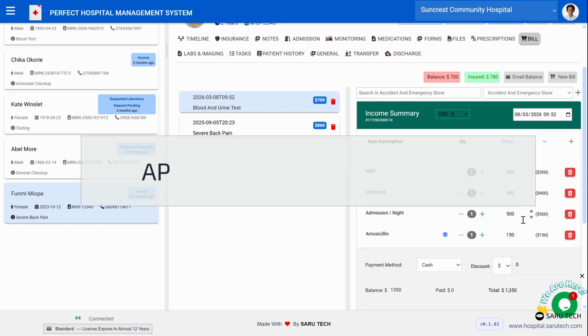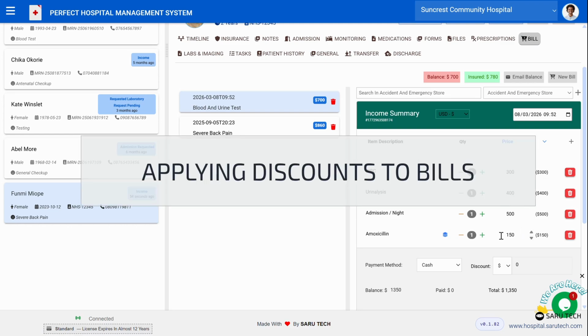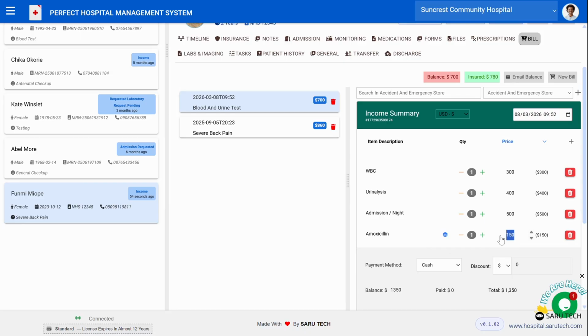Reimbursement requests. Applying discounts. The system allows discounts to be applied at multiple levels. You can apply line item discounts for specific services or products, or invoice-level discounts applied to the entire bill. Each line item price can also be manually adjusted directly in the billing card.